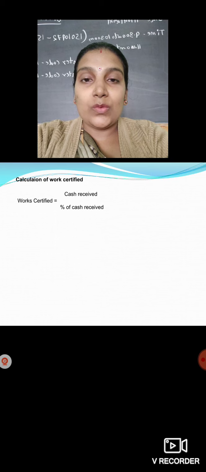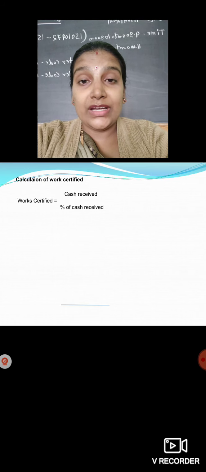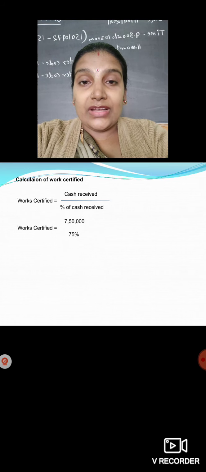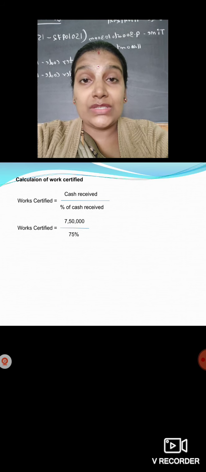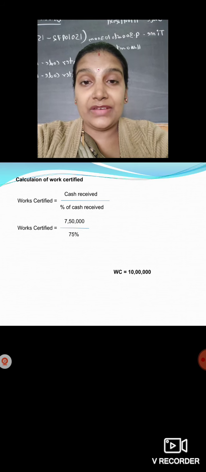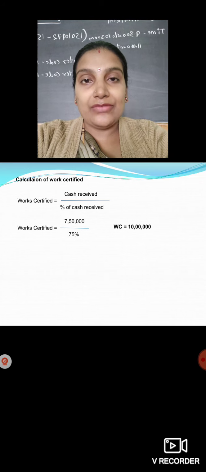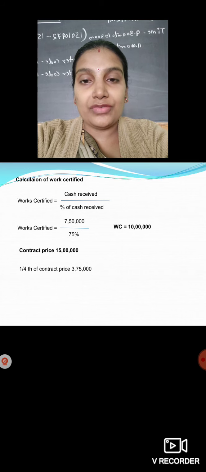So first we'll prepare work. First we'll calculate work certified: cash received divided by percentage of work certified. They have given cash received 7,50,000, which is 75% of work certified. So it is 10 lakh we have as work certified here, and contract price 15 lakh we have. So 1/4 of it we will get as 3,75,000.